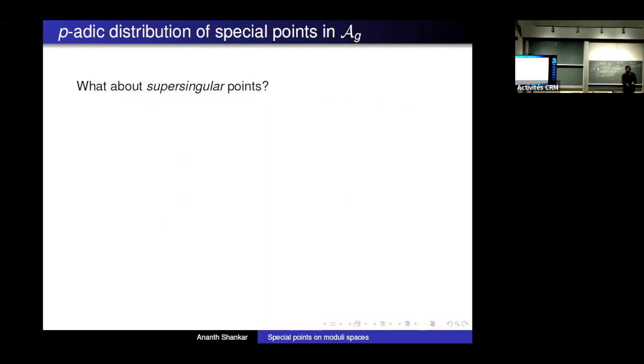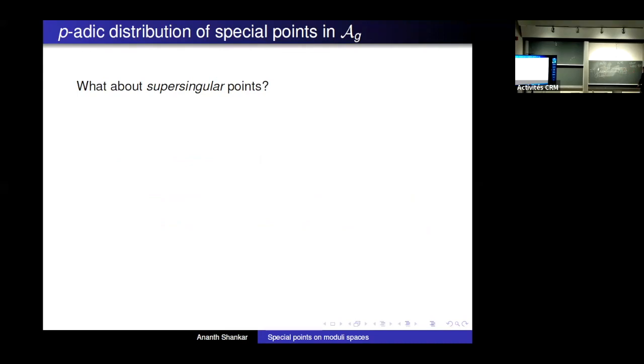Now the opposite end of ordinary is super-singular. In the setting of elliptic curves, there's ordinary and super-singular and nothing in between. As you look at higher dimensions, there's a lot of stuff in between, but ordinary is one end and super-singular is the other end. I'm not going to talk about anything in between.